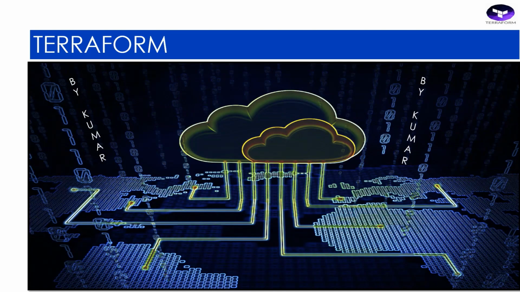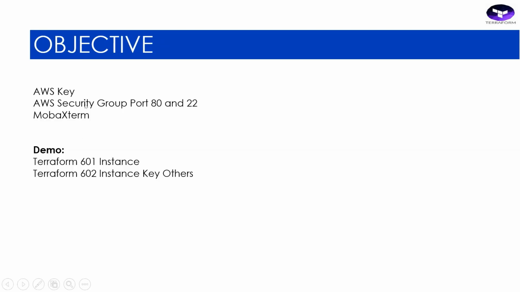Hello and welcome. In this lecture, we are going to talk about how to create an AWS key, change the AWS security group to add support for ports 80 and 22 after creating the EC2 instance, and how to use that in the MobaXterm tool. Following that, there are two demos: Terraform 601 instance and Terraform 602 instance key and other operations.